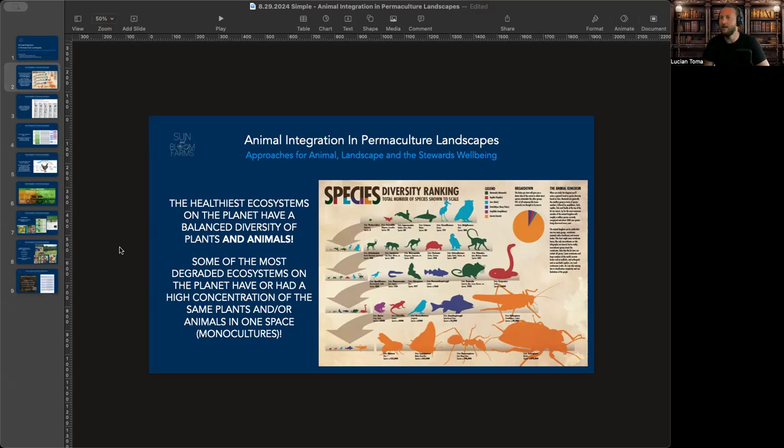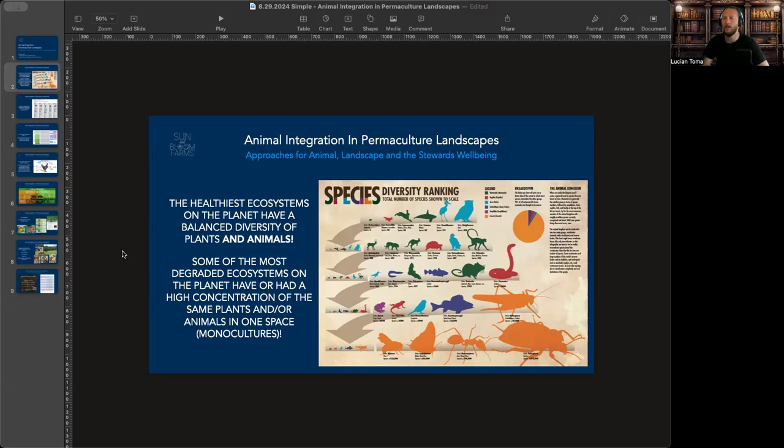I didn't even want to put the word balanced. I wanted to just say the healthiest ecosystems on the planet have a diversity of plants and animals on them. But I'll leave the balance there so that we can have some explanations. And then the second statement is that some of the most degraded ecosystems on the planet have or had a high concentration of the same plants and or animals in one space, talking about monocultures here.